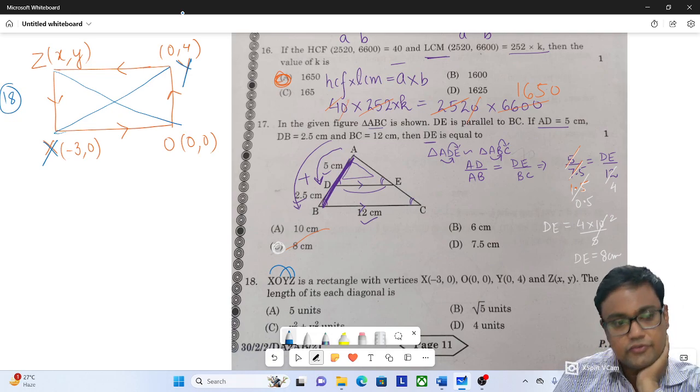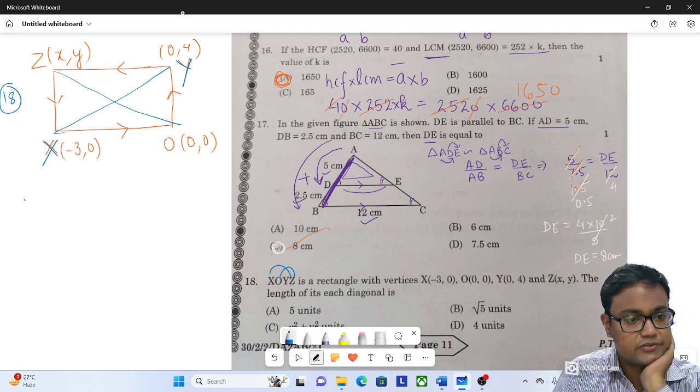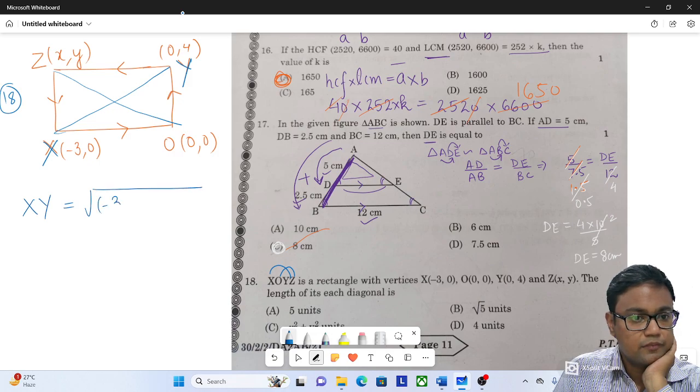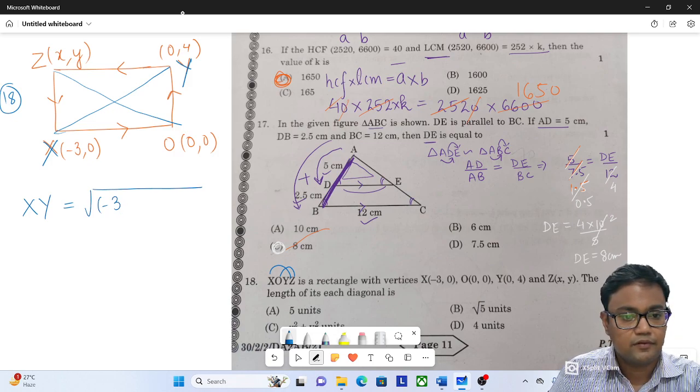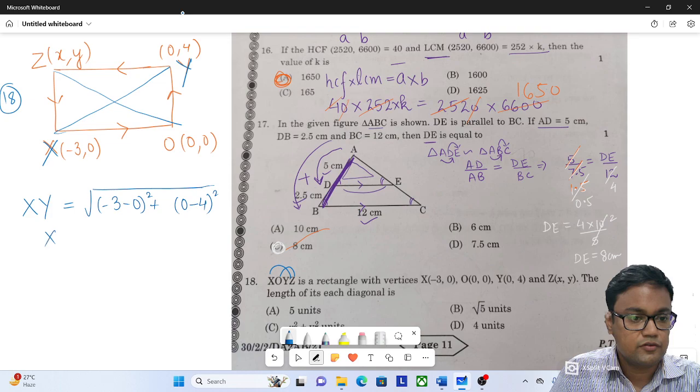So, what shall be done here? We simply use the distance formula. XY is equal to under root of (-3 minus 0), I put a comma by mistake, and (0 minus 4) whole square. So XY, that is the length of the diagonal, is root of 9 plus 16, that is 5 units.